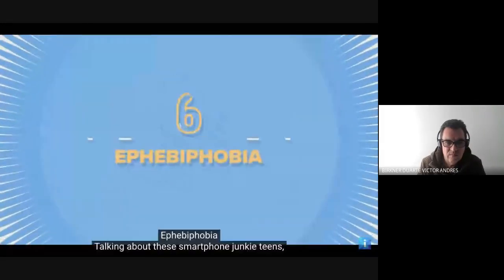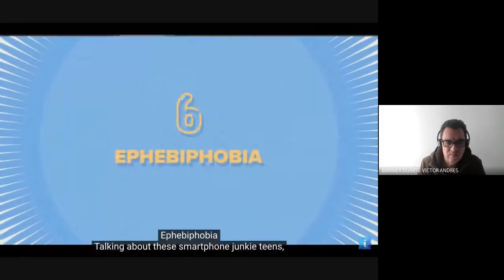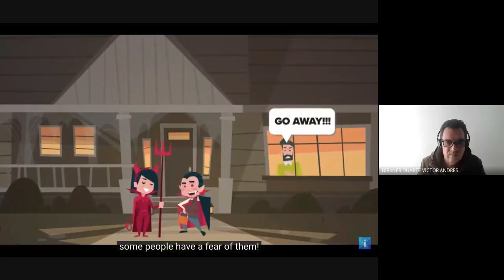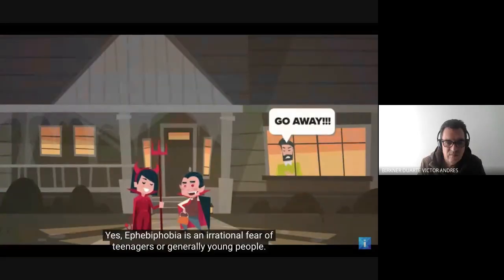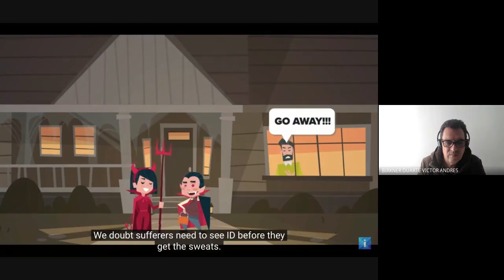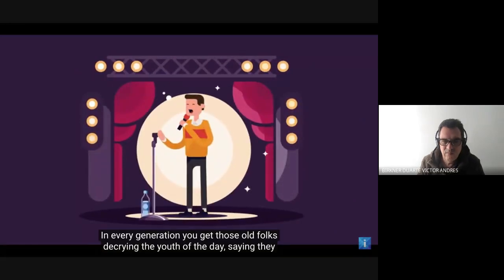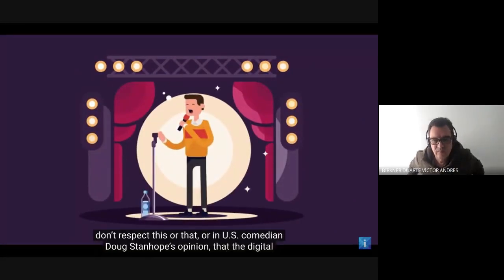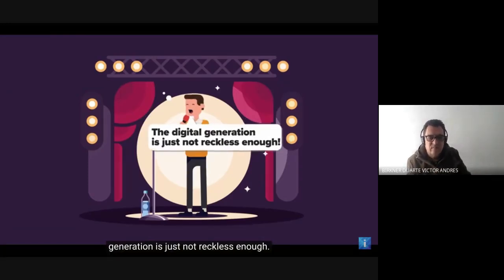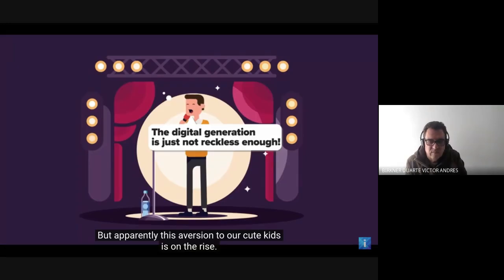Number 6, ephebophobia. Speaking about these smartphone junkie teens, some people have a fear of them. Yes, ephebophobia is an irrational fear of teenagers or generally young people. Don't sufferers need to see ID before they get the sweats? In every generation, you get these old folks decrying the youth of the day, saying they don't respect this or that, or in US comedian Doug Stanhope's opinion, that the digital generation is just not reckless enough. But apparently this aversion to our cute kids is on the rise.